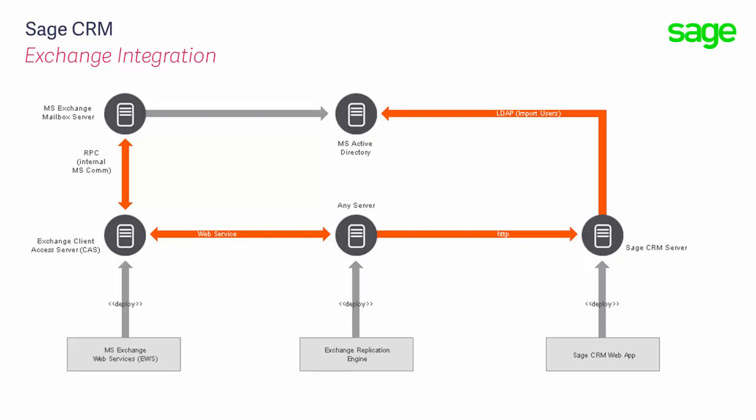So we'll talk about that in a moment, but let's assume that we've got this sync engine, also known as the replication engine, and that's going to connect through to the web services endpoint, which is exposed because of the client access server within Exchange. So there's that cycle of Exchange integration within Sage CRM.